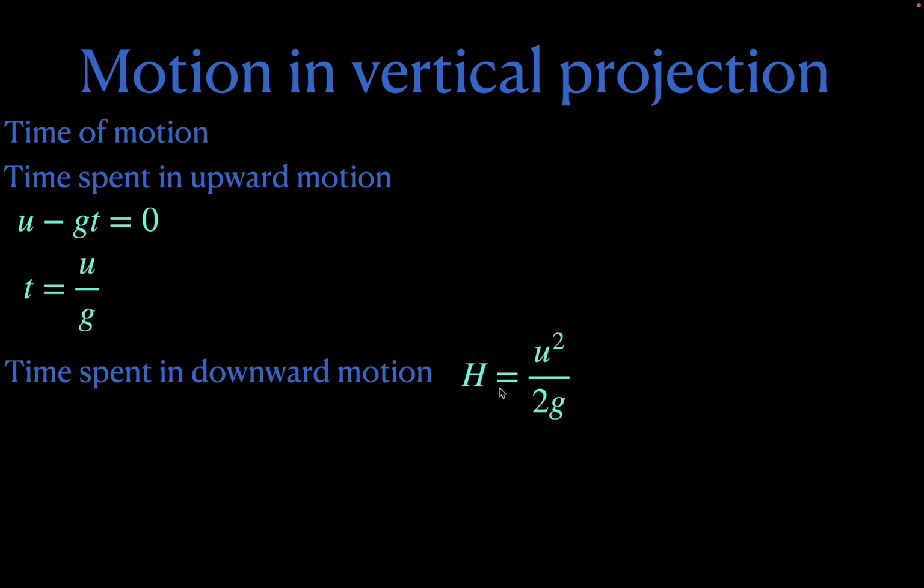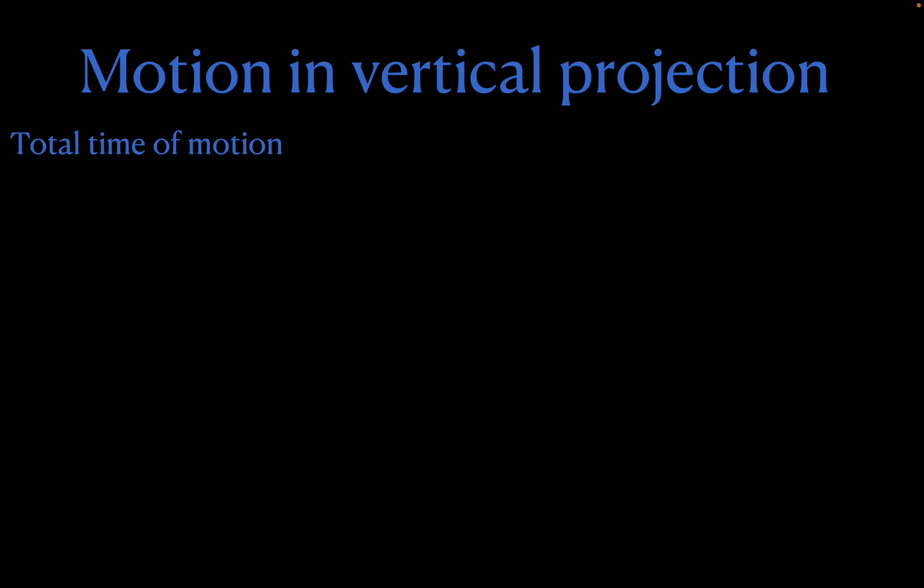So the displacement is h equals u square upon 2g, and this can be equated to the kinematic equation displacement equals ut plus half gt square. Here u is 0, so we can equate u square upon 2g with half gt square, and using this equation we will get t equals u upon g. So the total time of motion will be the sum of these two times, u upon g plus u upon g equals 2u upon g.